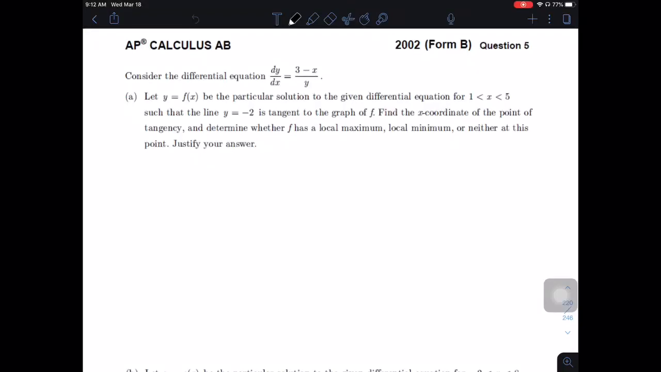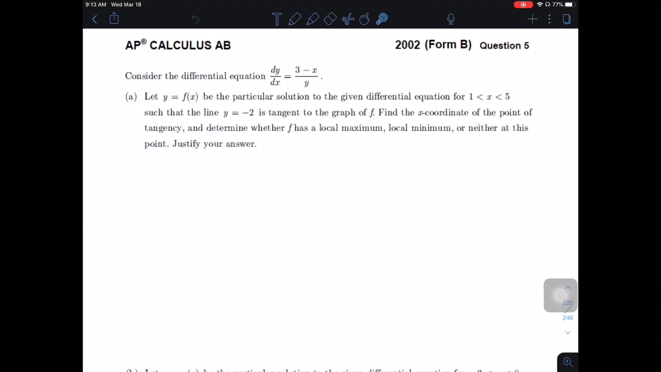This is AP Calculus AB. We're looking at free response question 2000 from the 2002 test, question 5, form B. Consider the differential equation. Let y equals f of x be a particular solution to the given differential equation for x between 1 and 5, such that the line y equals -2 is tangent to the graph. Just want to point out, y equals -2 is tangent.